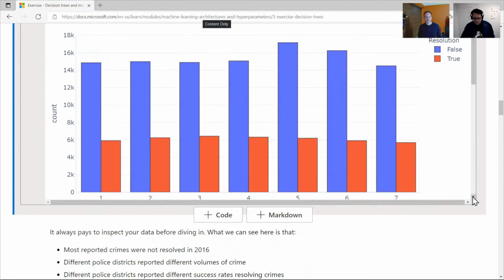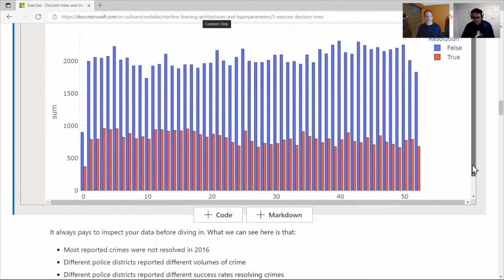And then if we look at the day of the week, it looks like Friday and Saturday tend to be our big problem days, and everything else is actually kind of consistent. Yeah. They're resolving roughly the same amount of crimes per day, but they're reporting more on Friday and Saturday.